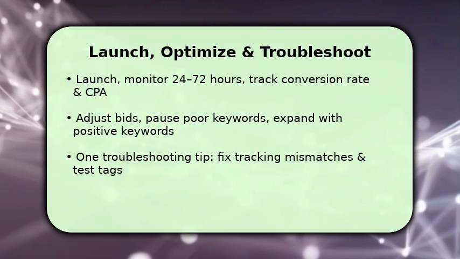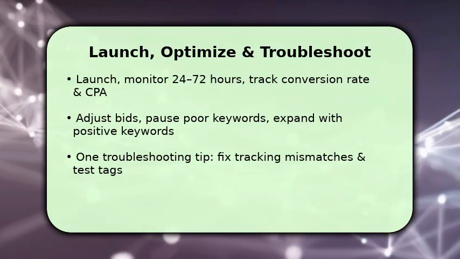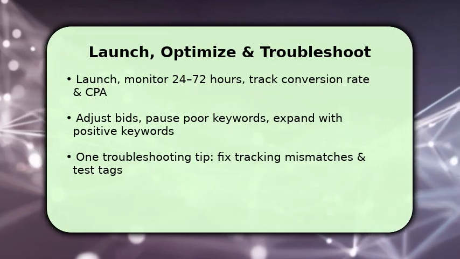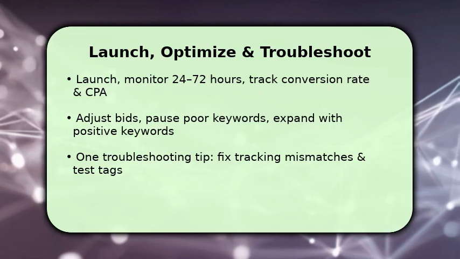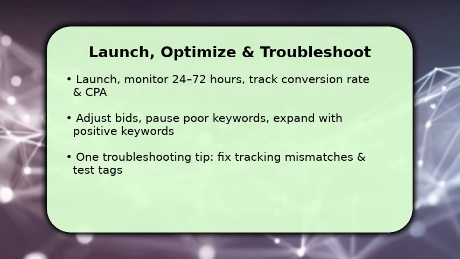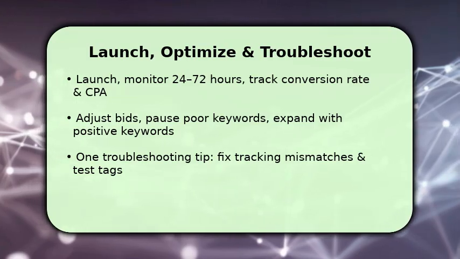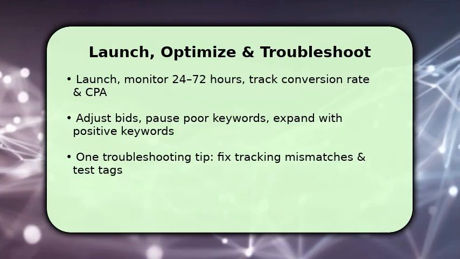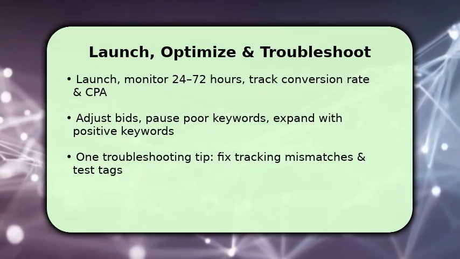You launch the campaign and watch performance closely for the first 24 to 72 hours. Once stable, review conversion rate, cost per acquisition, and impression share. Then adjust bids, reallocate budget to top performers, pause poor keywords, and expand with new high-intent phrases. Run A/B ad tests and refine landing pages for better relevance.